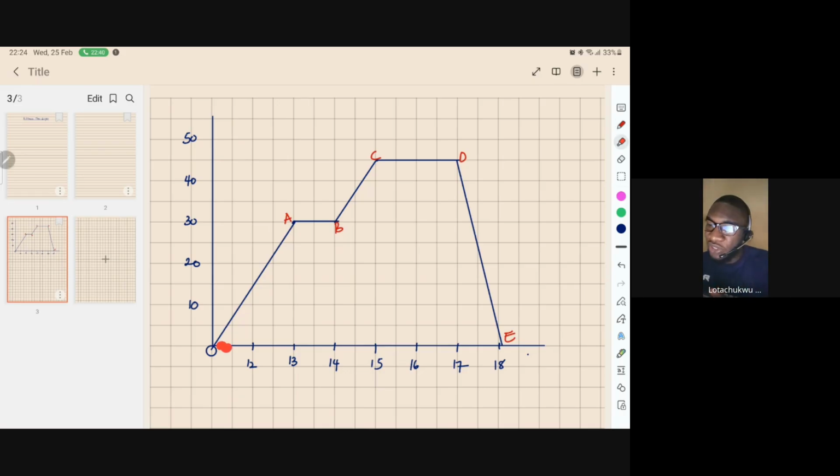Now, when you have a straight line like this, it simply means a constant speed. From our graph here, we can say that this guy is traveling at a constant speed of 30 kilometers per hour. Let's say this line here is kilometers, that's my distance, and the time here is hours. So once you have a straight line, it simply means that what you have is a constant speed. From 0 to A represents what?